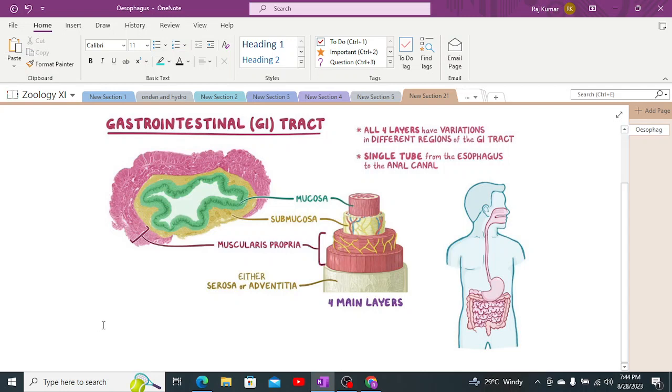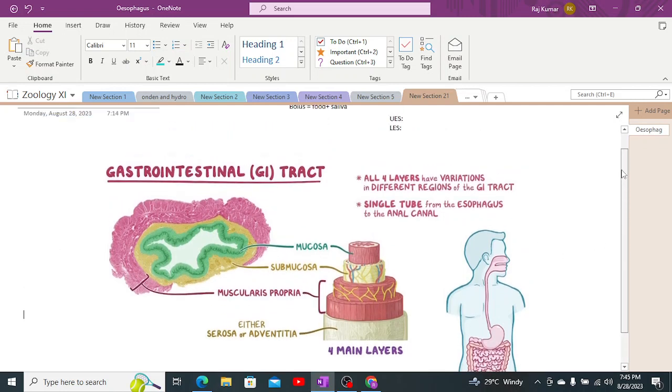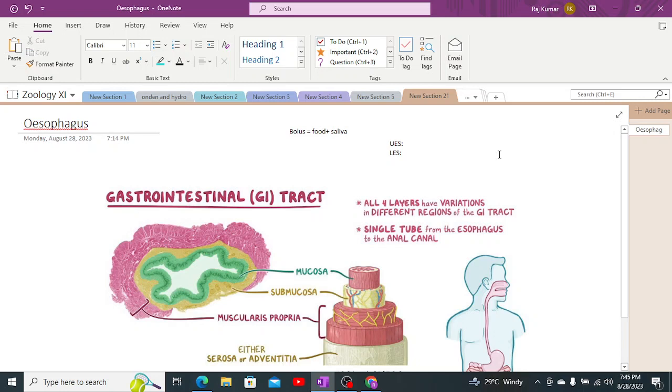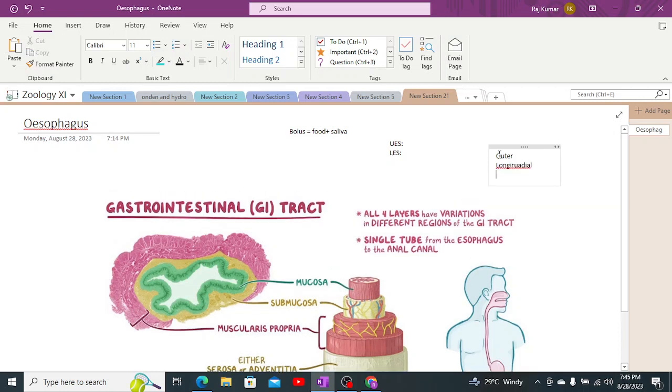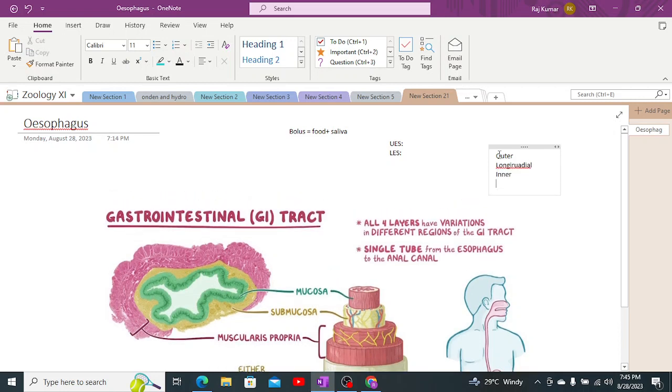Apart from that, there is another layer known as the muscularis externa. It is written here as muscularis propria, so this is another name for it. Muscularis propria is the thickest layer, and it has two layers. The outer layer consists of longitudinal muscles, and the inner layer consists of circular muscles.